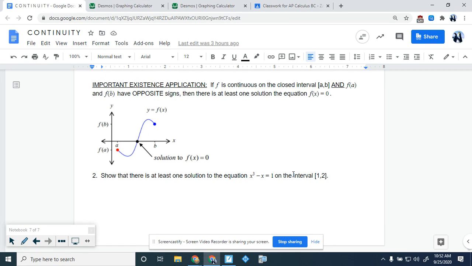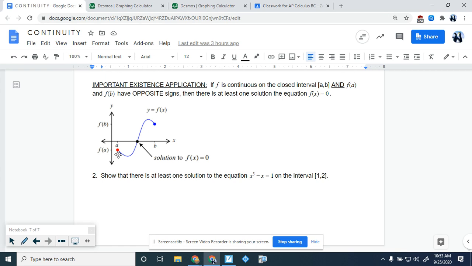when your endpoint values are opposite signs. So think about that. Say you test the functional value at the right endpoint and you get positive, and then you do the functional value at the left endpoint and you get negative, right? Well, what's a really important value between positive and negative? And hopefully you're saying 0.